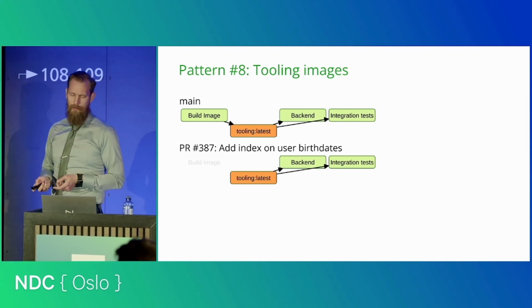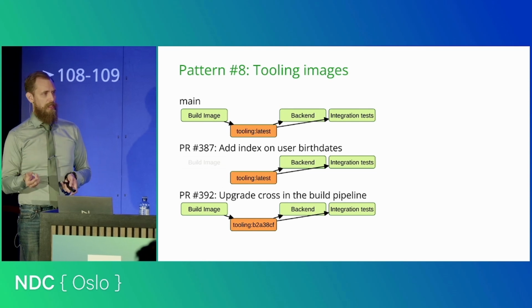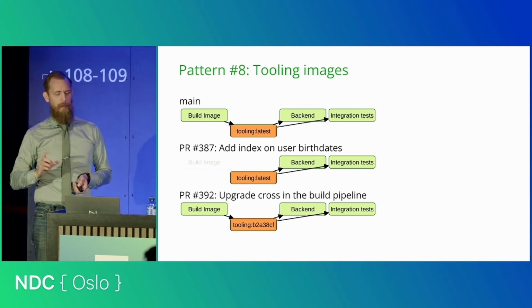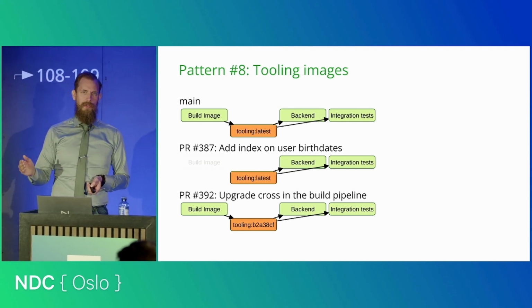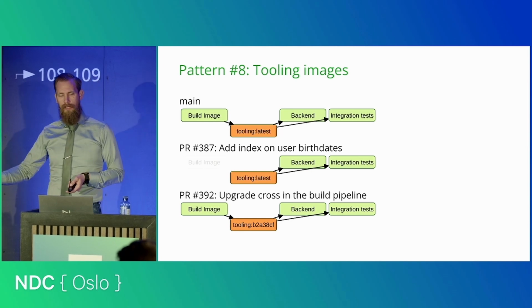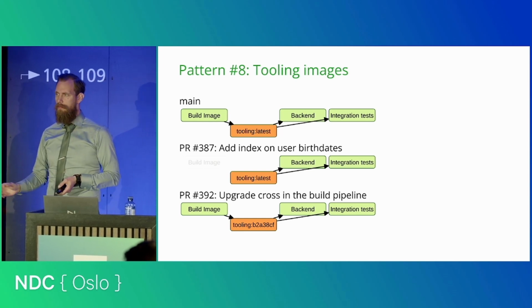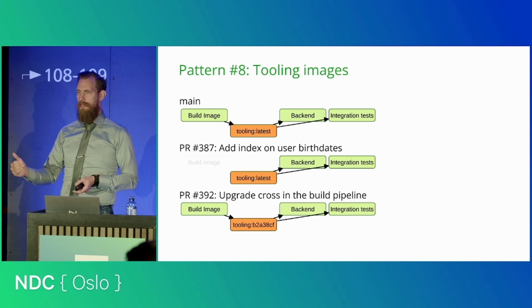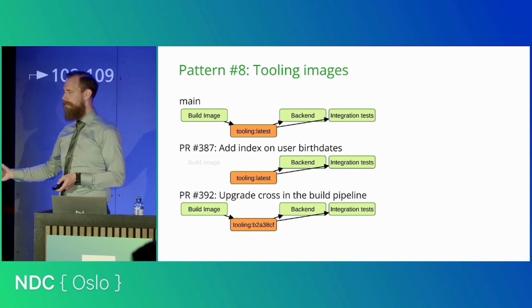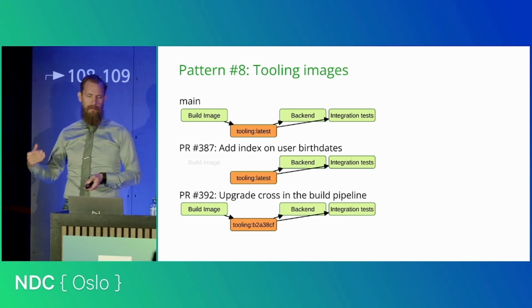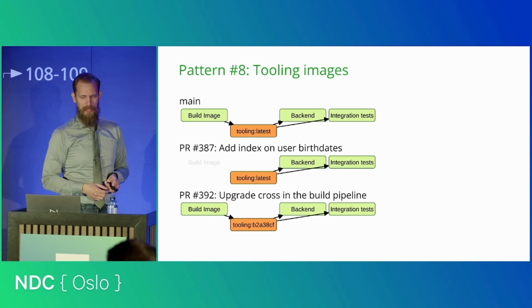And if a change comes around that actually changes it, we build a new image, we publish that as a temporary image, we use that for the rest of the build, and then when it's merged, main will rebuild the image, publish it at latest, and all the steps after that will use the latest image again.